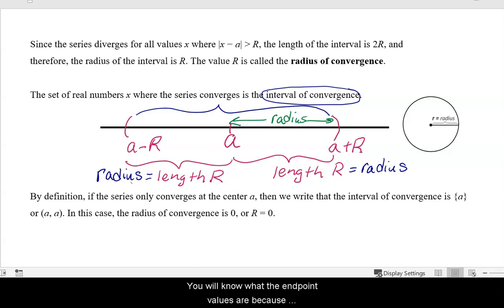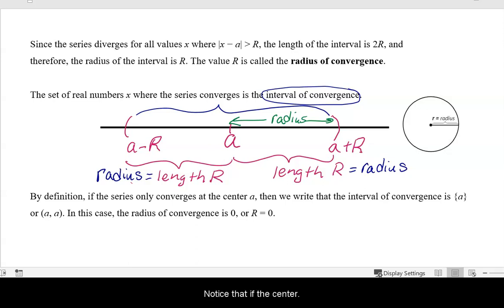You will know what the endpoint values are because you will take the center and add the radius of convergence to it. That gives you the right endpoint. Take the center, subtract the radius of convergence. That gives you the left endpoint. You'll have to check the convergence of each endpoint separately.